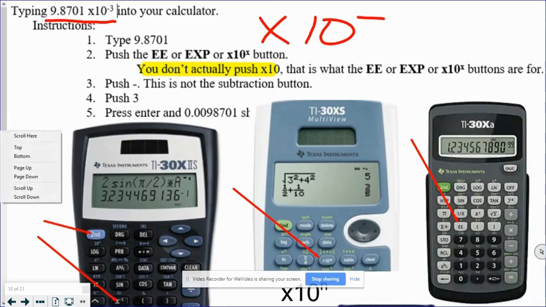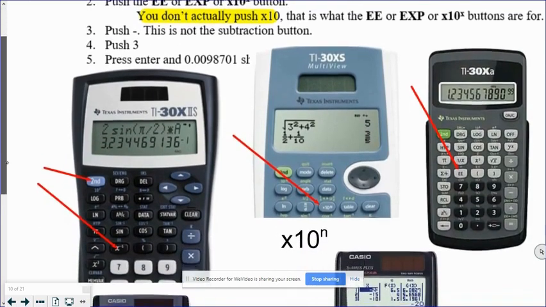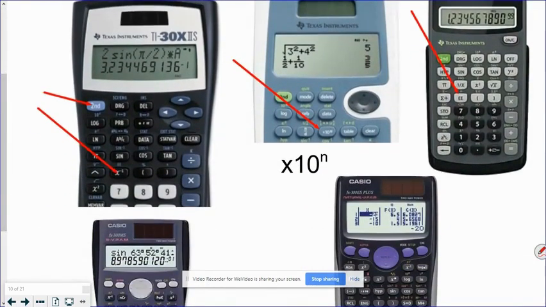So the first thing we would do is type this into your calculator. Then we have to find what kind of calculator you actually have. This calculator right here is the most common calculator. You would hit the second button, and then go right down here above the 7, and it's EE. So we actually need the EE function on this calculator. On this next calculator, we hit the times 10 to the n button, which is right there.